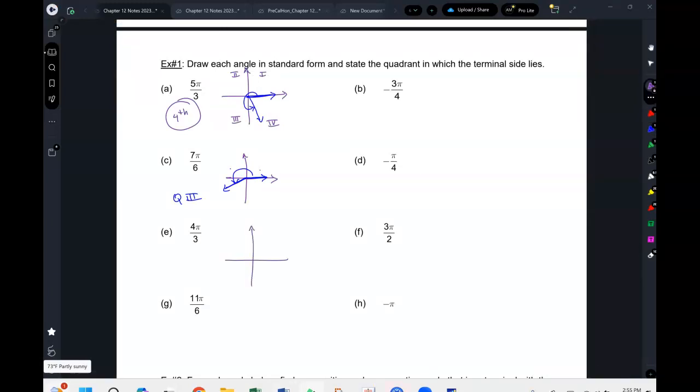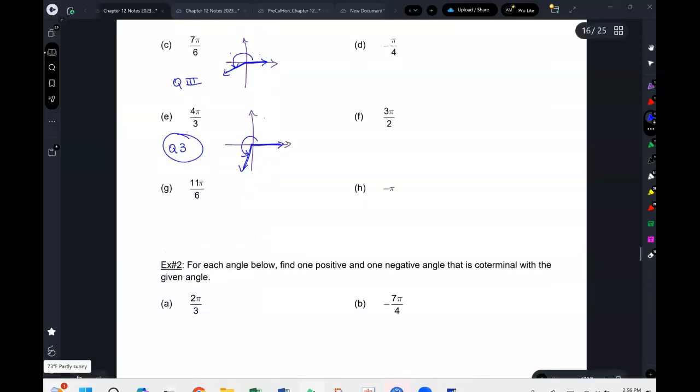Okay, 4 pi over 3. Okay, so this is the initial side. The first one is 1 pi over 3. What's the second quadrant? What's the third quadrant? 4 pi over 3, right here. Okay, so this is in quadrant 3. You can also write it like that. Okay? So we're building, little by little, to the big idea, which is in section 6.